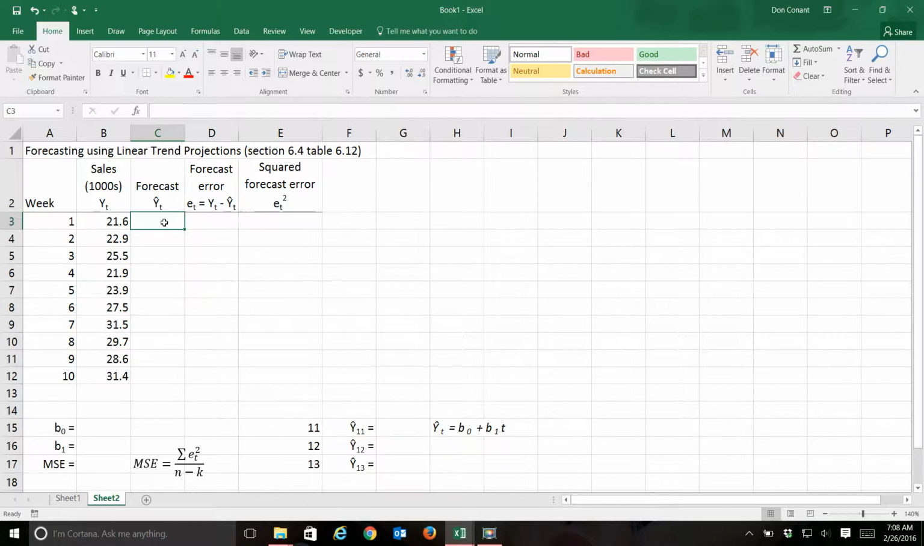Next, we'll use the linear trend method to make these forecasts. We're going to use Excel. They present the formulas in the book to calculate the slope and the intercept. We are going to use the Excel functions to do that. You can work through the formulas in the book if you'd like.